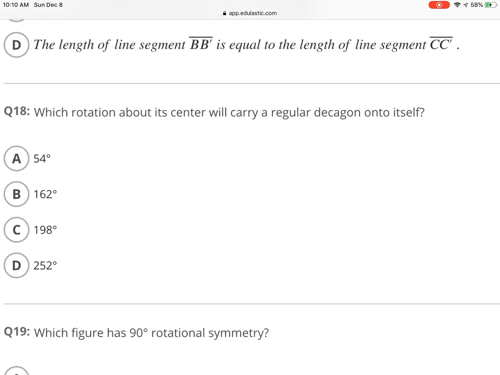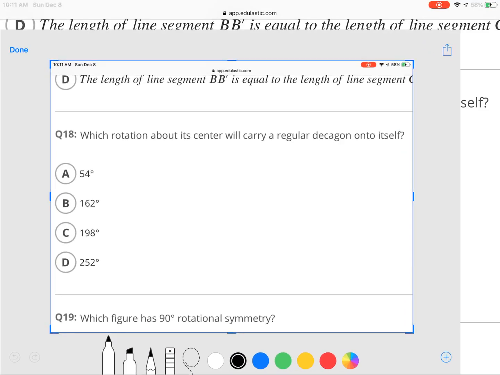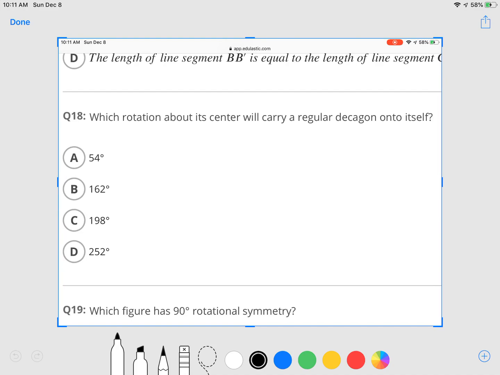Okay, next question, number 18. Which rotation about its center will carry a regular decagon onto itself? Okay, so a decagon has 10 sides. And it is a regular decagon, which means that we can use the formula 360 divided by the number of sides. In this case, it's 10. So a 36-degree rotation would take a decagon onto itself.